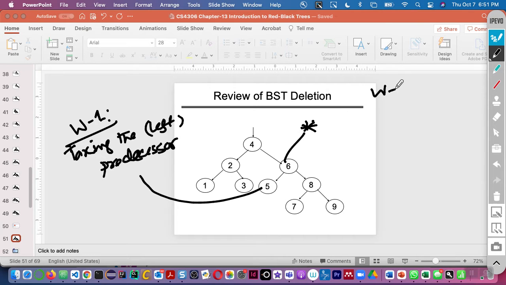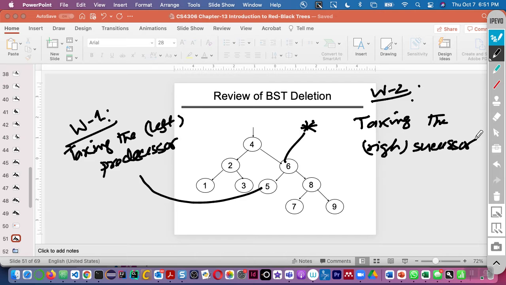Or another way is taking the right. So what is predecessor and what is successor? Successor is the lowest value from the right side.